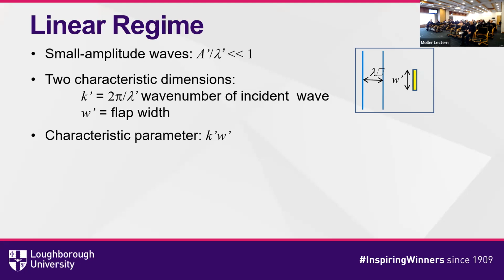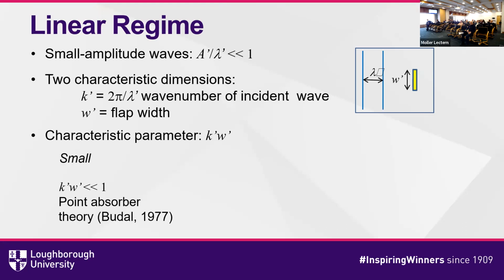And looking back at the literature, when we started to analyze this problem, we could see that there was quite a lot of studies in the small K prime W prime regime, when K prime W prime is much smaller than 1. It means the device is very small as compared to the characteristic wavelength. And this is called the point absorber theory, which is very celebrated and dates back to the 1970s.